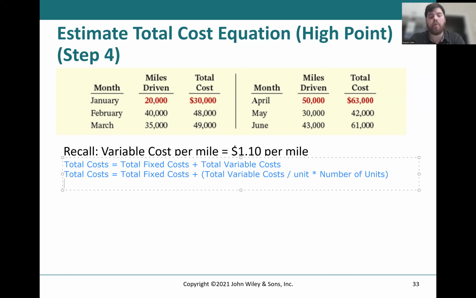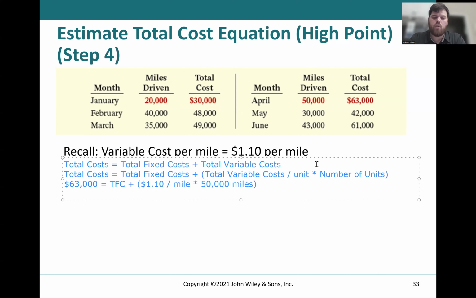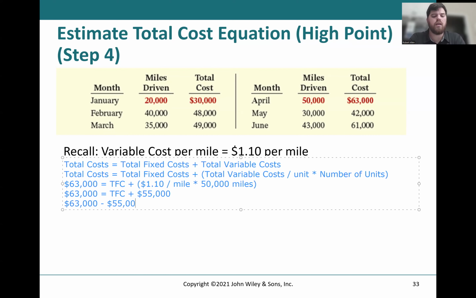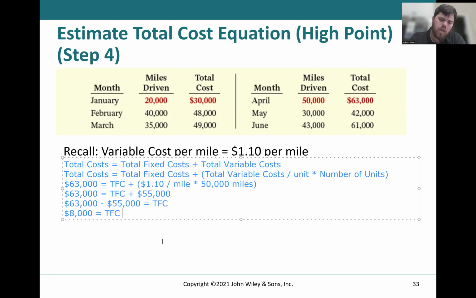So in this case, let's go ahead and plug in. Total cost at the high point, $63,000 equals, well, I don't know my total fixed cost yet, plus $1.10 per mile times at the high point, 50,000 miles. Well, if we do this, we get $63,000 equals TFC plus 55,000. So now we solve 63,000 minus 55,000 equals my total fixed cost, which tells me that $8,000 is equal to my total fixed cost.